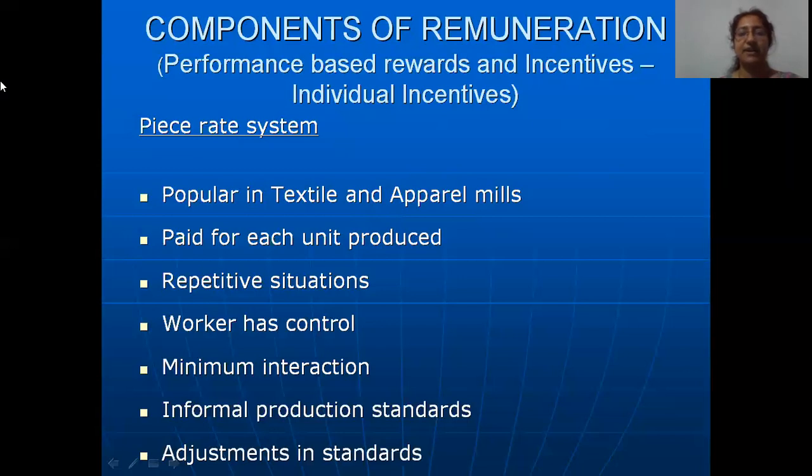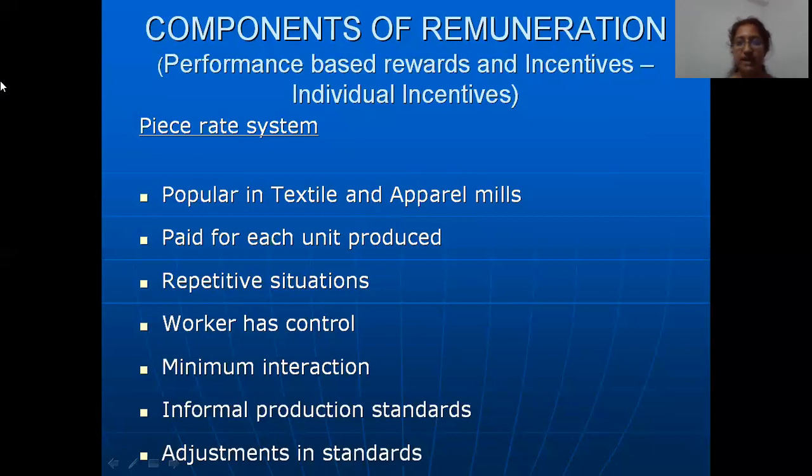So as we see, have a look at the second point. It is where payment is made for each unit that is produced. And very importantly, have a look at the third point, especially when you're speaking about the production line. This system will work out well if you're dealing with repetitive situations and the output is more or less the same. When I'm speaking about Nike, the worker is producing the same design, the same material, the same process, the same shoes over and over again. In such a case, a piece rate system will work.